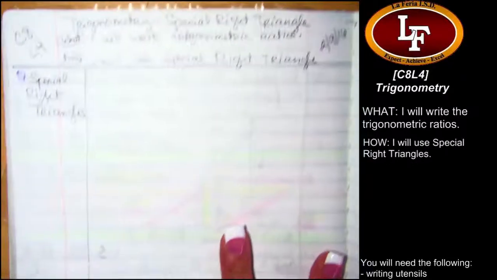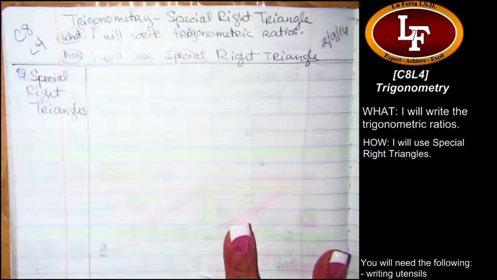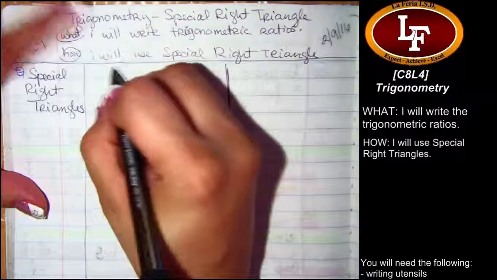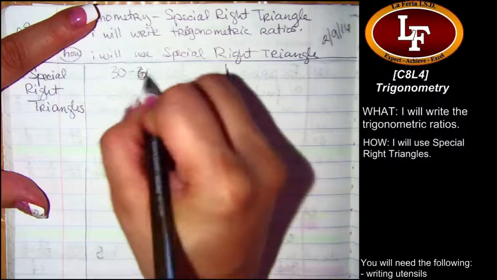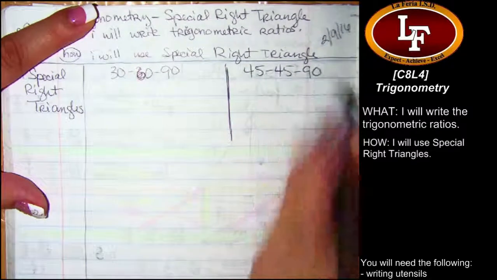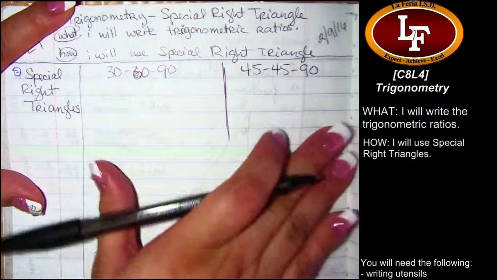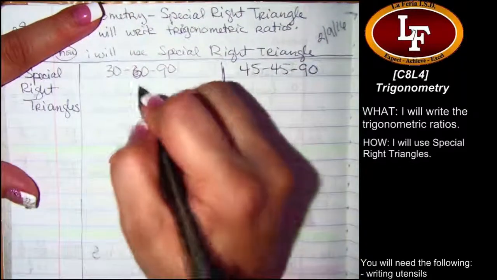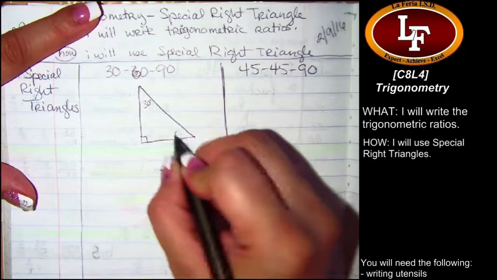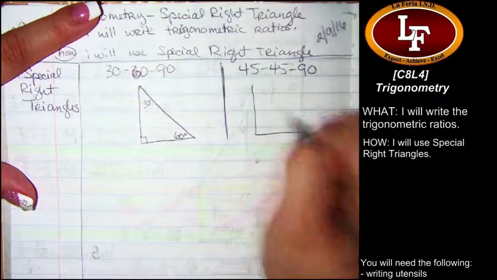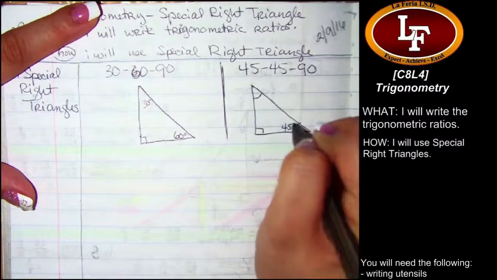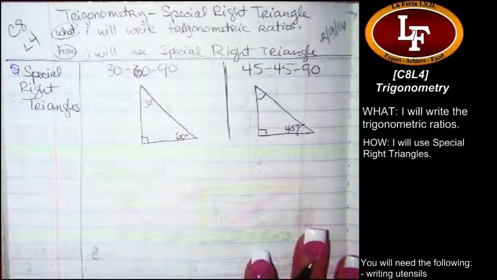What are our special right triangles? The 30, 60, 90 is one of them. And 45, 45, 90 is the other one. Okay, so in these two spaces, all I've done is cut my little right-hand workspace into two pieces. Draw right triangles in both of them. Make one of them a 30, a 60, and a 90. Remember that those are angle measures. And make the other one 45, 45, 90. Again, 45, 45, and 90, those numbers are all angle measures.